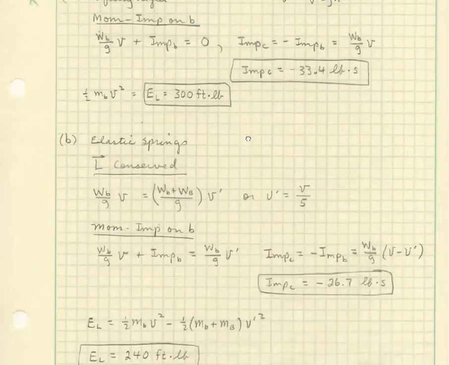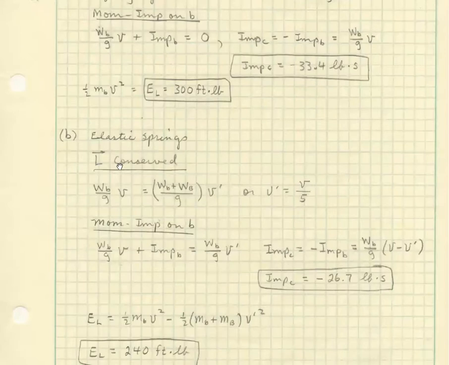Now, if you have elastic springs, we have to look at conservation of momentum. The momentum of the system of the block and the beam together will be equal to the final momentum of the block and the beam together. What you have initially is just the momentum of the block, because the beam has no velocity. And then the two stick together, so it's a perfectly plastic collision with a single velocity, and when you solve for that single velocity, you get V over 5.